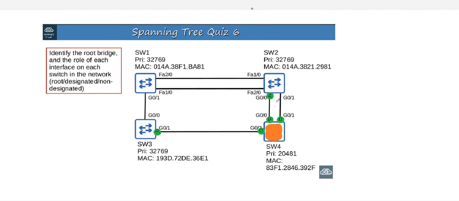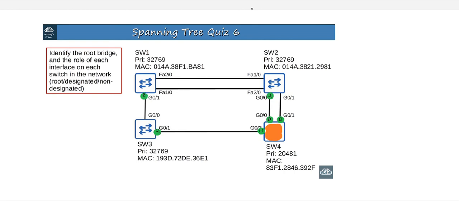Now after finding the root port on switch 2, we need to find the root port on switch 1. We do the same process. This has the cost of 8. This here will be 4, and this will be 4, so this has 8. This interface will have 19 plus 4, which is 23, so this will be discarded. G0/1 wins the root port.